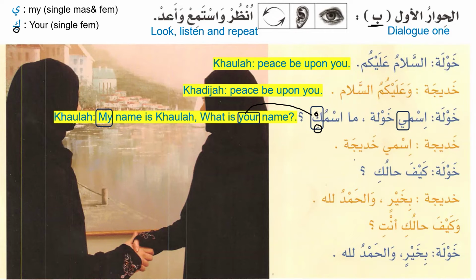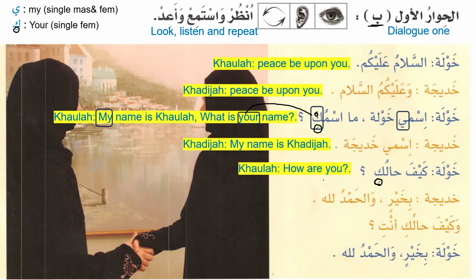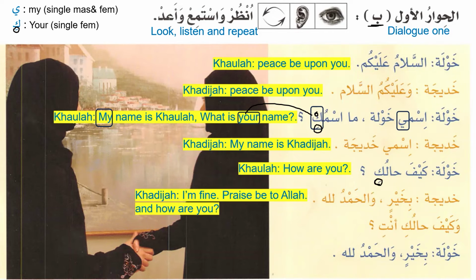Khadija: ismi Khadija. My name is Khadija. كيف حالك? So as you can see here, for the feminine you will say ki. كيف حالك? How are you? And Khadija says بخير والحمد لله. I'm fine, praise be to Allah.